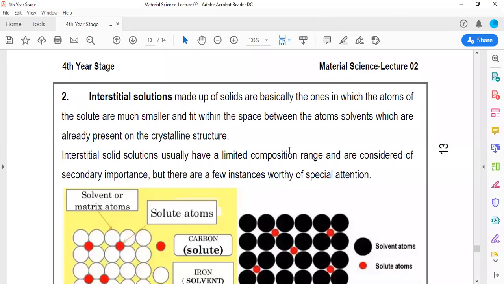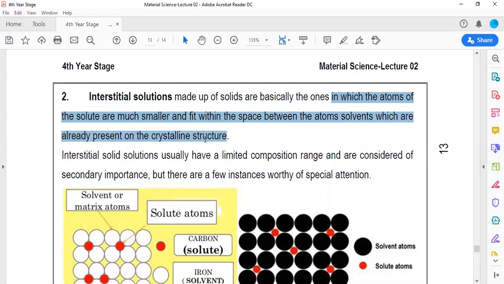So the other type of alloys is called interstitial solutions, made up of solids, basically the ones in which the atoms of the solute are much smaller. Concentrate on this word, in which the atoms of the solute are much smaller and fit within the space between the atoms of the solvent, which are already present in a crystalline structure. It's just like you inserting small particles between some relatively bigger particles.